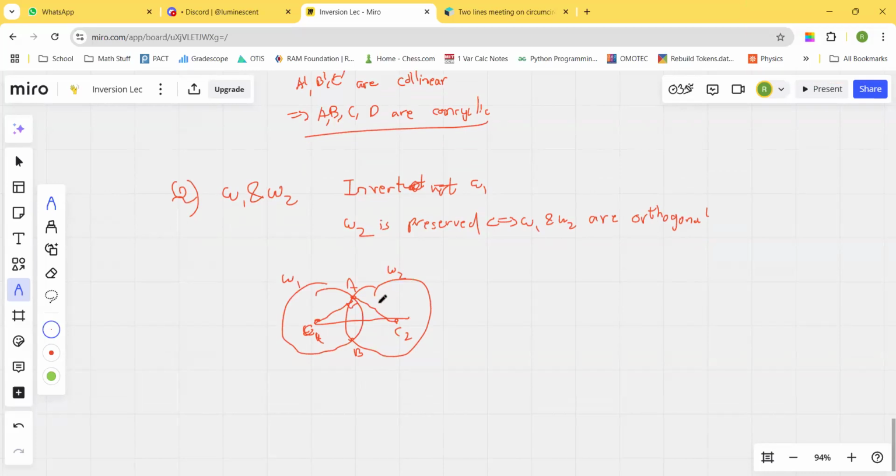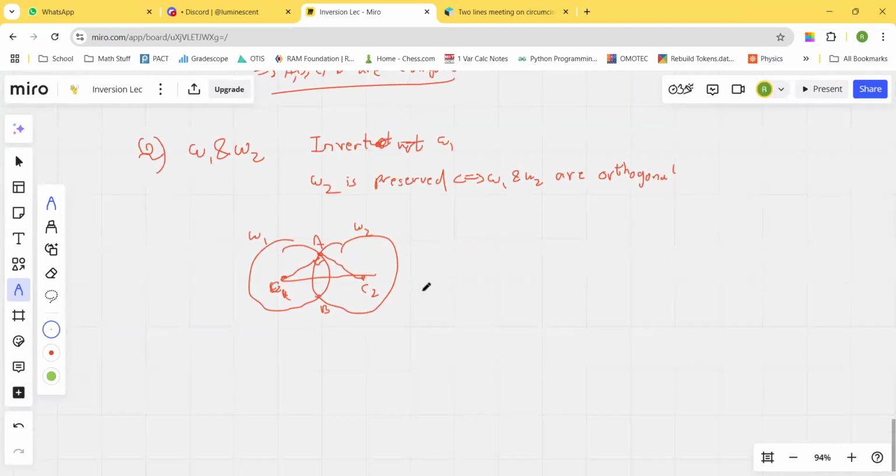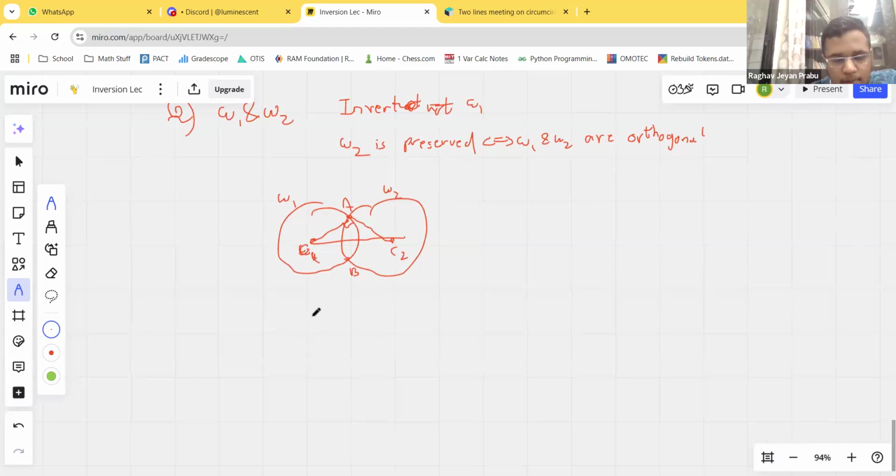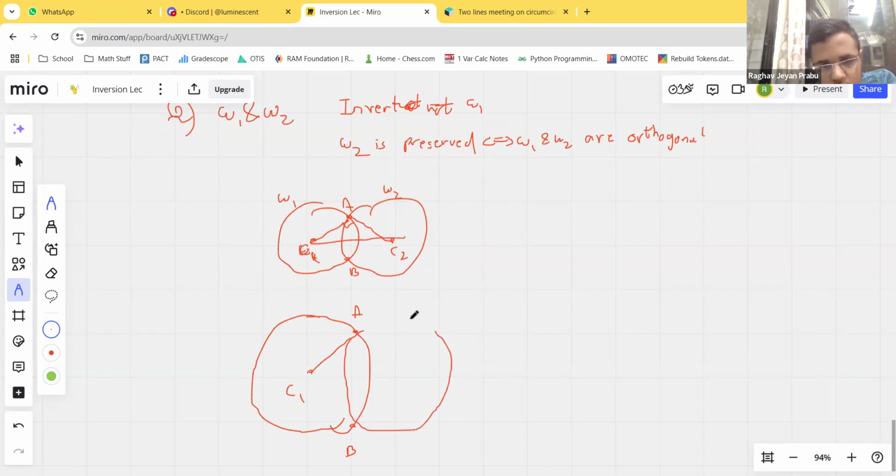Yeah, got it. Cool. So let's see what happens when we invert with respect to omega 1. So I have C1. Let's say I have A, B, and then this should be tangent. This will be somewhat like this. These look equal, but orthogonal circles need not be equal as such. Omega 1 and omega 2.